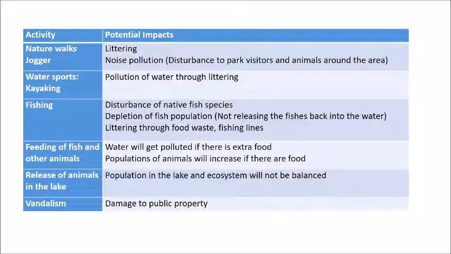What are some of the activities which have a potential impact on our environment? For example, littering, noise pollution by the joggers, or even water pollution through littering, disturbance of native fish species, depletion of fish populations, littering through food wrappers or fishing lines. Water will also get polluted if there is extra food. The ecosystem in the lake will not be balanced if animals are released into the lake, and vandalism, which is the damage to public property.